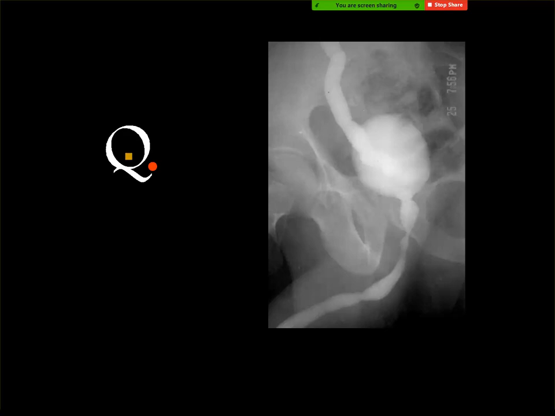Hydroureter? Reflux. Yes, reflux. And you see, this is an ascending urethrogram. This is the normal capacity of the bladder. And there is a vesicoureteric reflux on the right side.